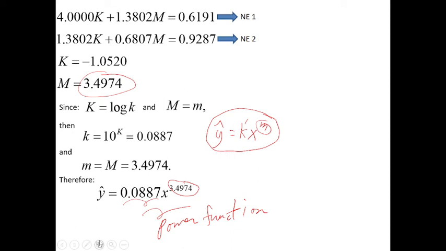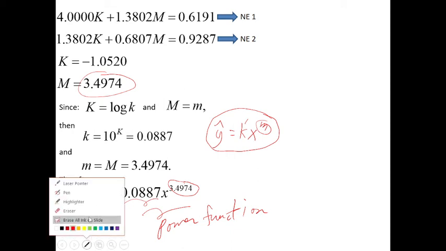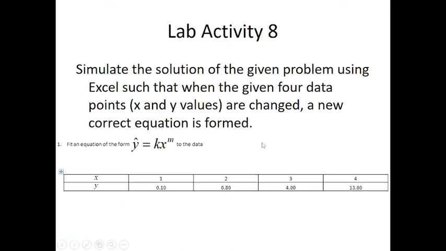So that's it. I hope you get it. And this is the activity that you will do. Simulate the solution of the given problem using Excel such that when the given four data points, x and y values, are changed, a new correct equation is formed.